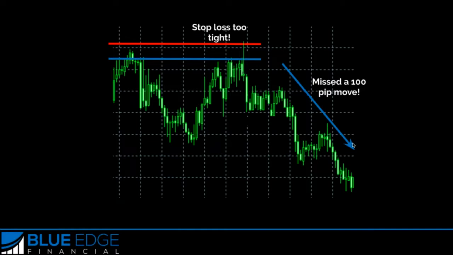So just remember to always decide where your stop loss is going to go first based on your trading system, and then compute the lot size from there to fit the amount you want to risk on the trade.